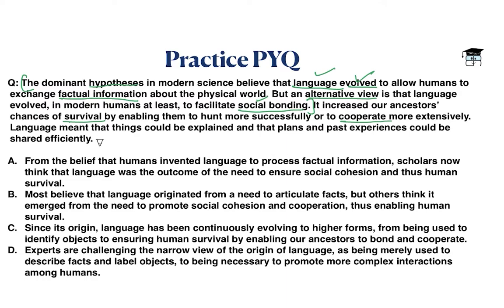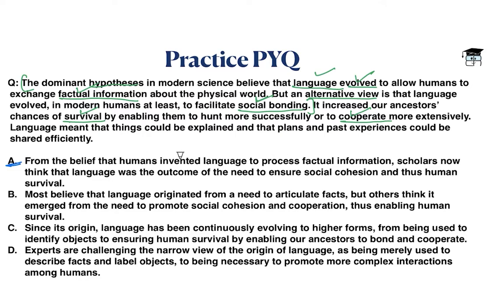Now, I see that in the whole paragraph, if I have to create my own summary, I would list up facts like language. What does language do? Language helps, it allows humans to exchange factual information, to socially bond with each other, to survive and to cooperate. These facts should be listed up in my summary. So I will now look at all of the options and I will see which option best matches with my summary. Starting with option A.